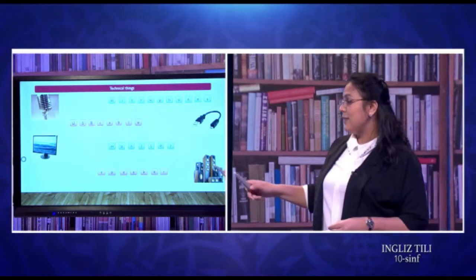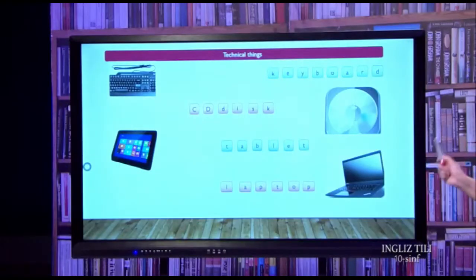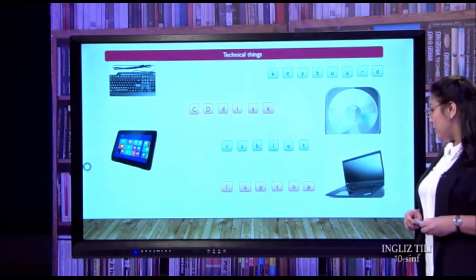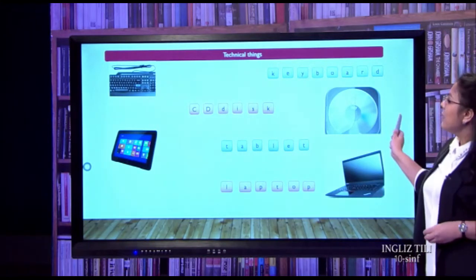So as you see, the first picture is microphones, and the second picture is USB cable. The third one is monitor, and the fourth one is speaker. So next, the first picture is keyboard. Second picture is CD disk, the third one is tablet, and the fourth one is laptop. I hope you have reviewed them.